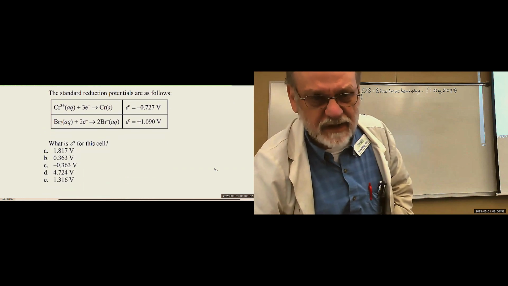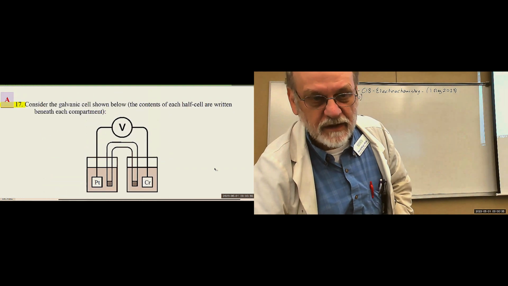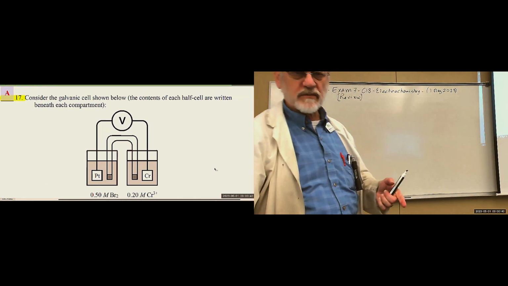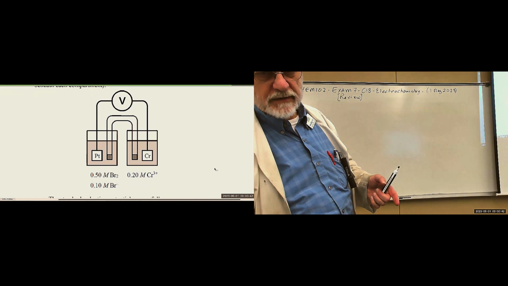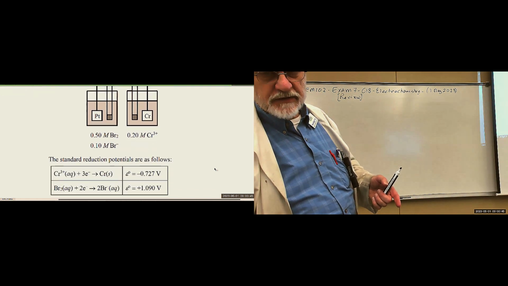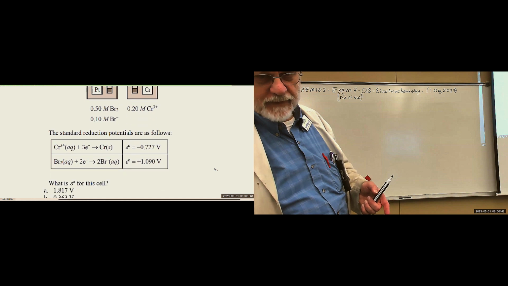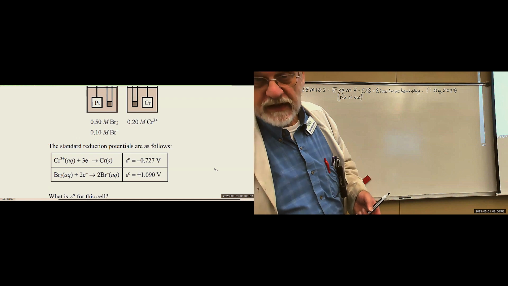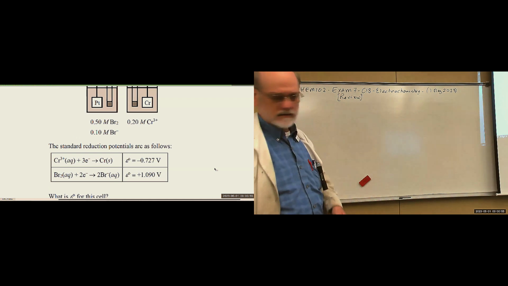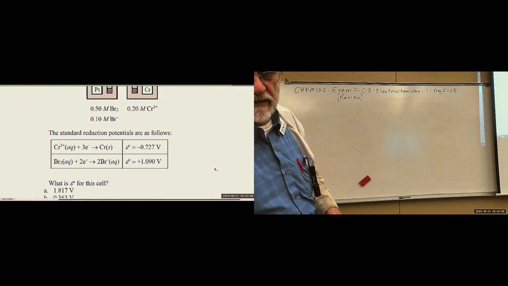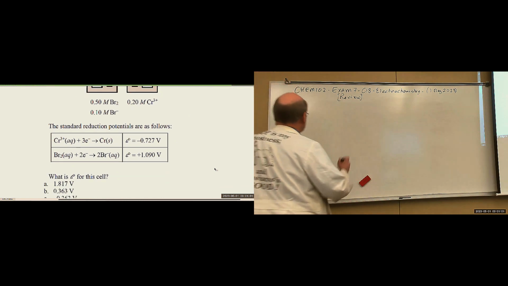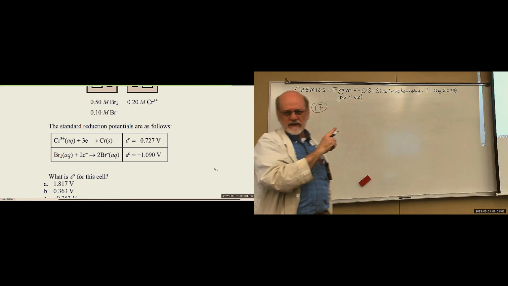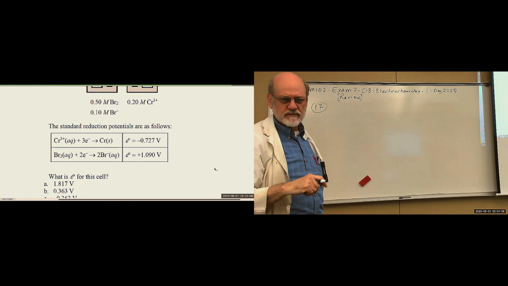Okay, this is a biggie. We're going to have to scroll a lot here. So consider the galvanic cells shown below. Contents of each half cell are written beneath each compartment. Standard reduction potentials are given. What is the E0 for this cell? In this case, all we need is the standard reduction potentials. I think I got two more following this that are based on the same reaction, so I better build it out.